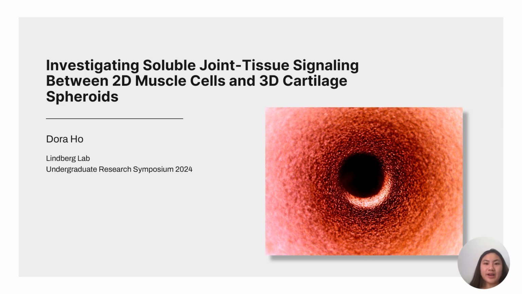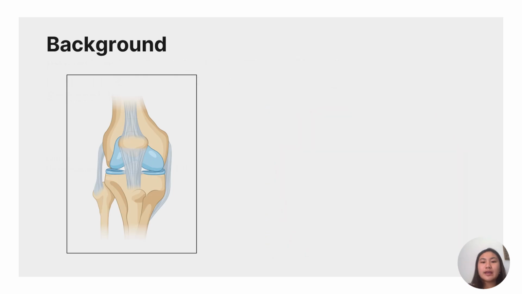Hi, my name is Dora, and today I'll be presenting my research from my time in the Lindbergh lab, focusing on investigating soluble joint tissue signaling between 2D muscle cells and 3D cartilage spheroids. Now, to give a little bit of background, the joint space is very complex in that it allows for interaction between many different tissue types.